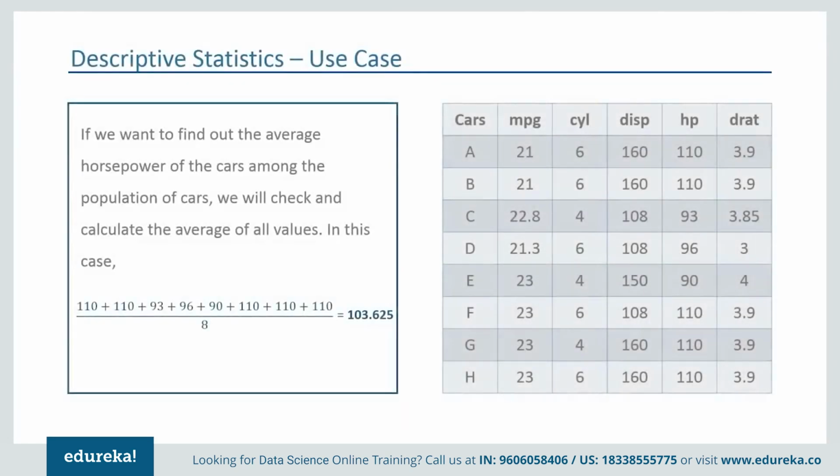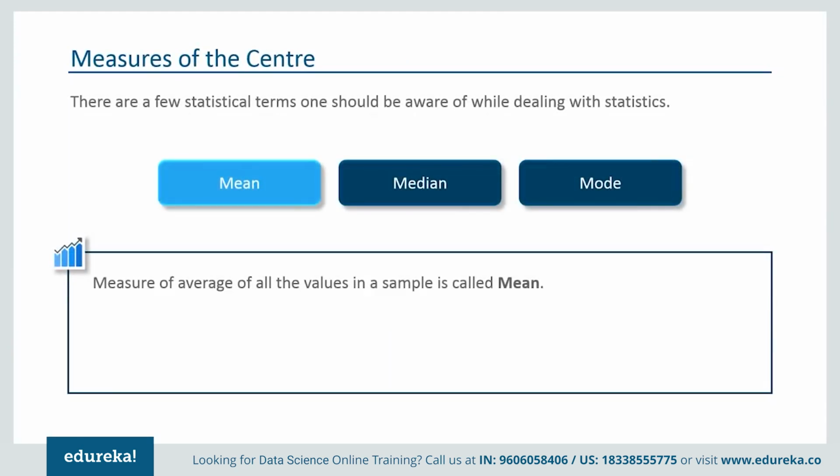Now, if we want to find out the average of horsepower of all the cars among the population of cars, we will calculate the average of all values. In this case, we'll take the sum of all these values and divide them by the number of cars we have. We get an answer of 103.625. So this is basically the mean of the horsepower, which is a measure of average of all values in a sample. So mean gives you an average of an entire dataset.